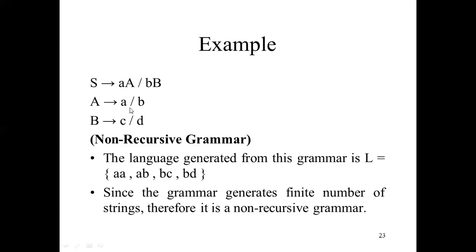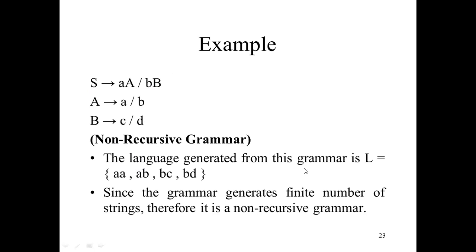Again, A is divided into, we can choose either a, only a single character, or b. Similarly, capital B, we can choose either c or d. So here we can choose only one character as per need. Such a grammar is called the non-recursive grammar. We just break down this side and replace only on one side. So these are examples of the non-recursive grammar.